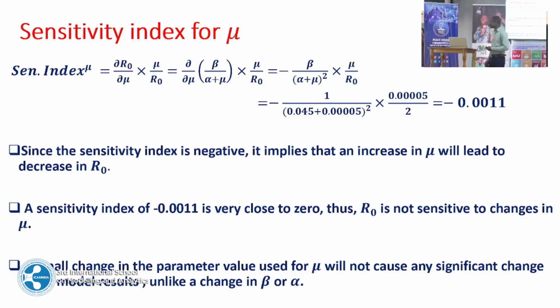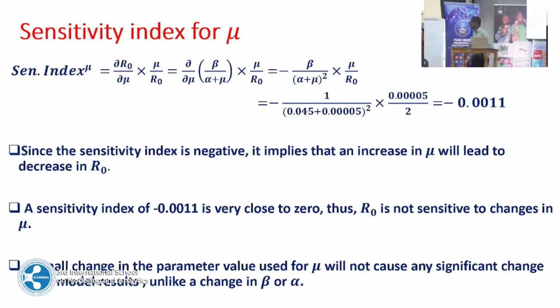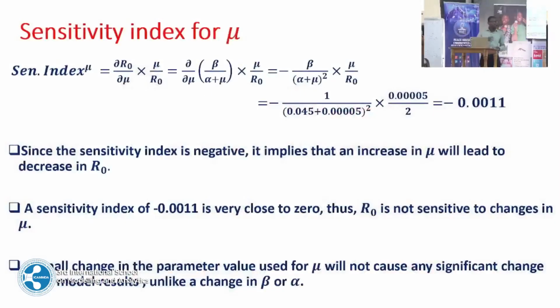You do what? Kill people? So that they have a shorter time to live and they cannot transmit the disease. But you will see that for this particular parameter, it's not very sensitive. The value is very close to 0.